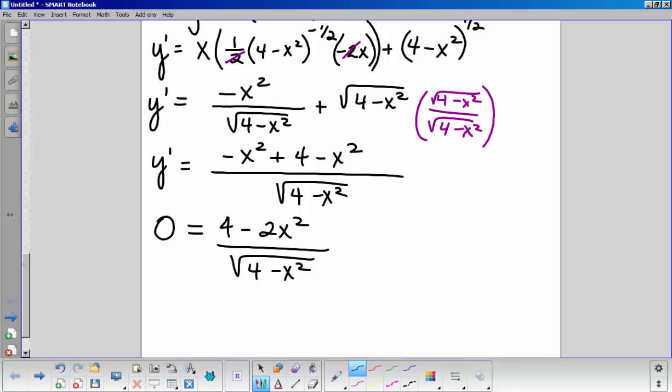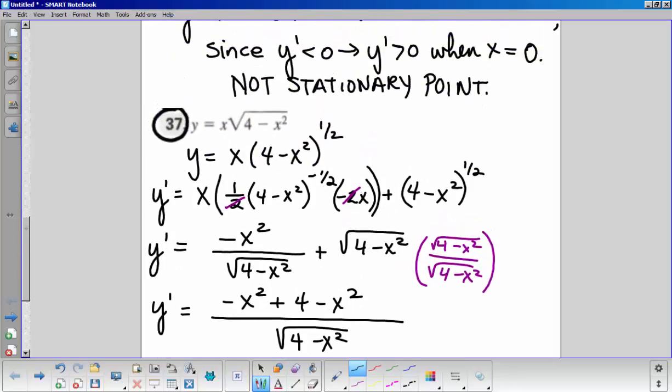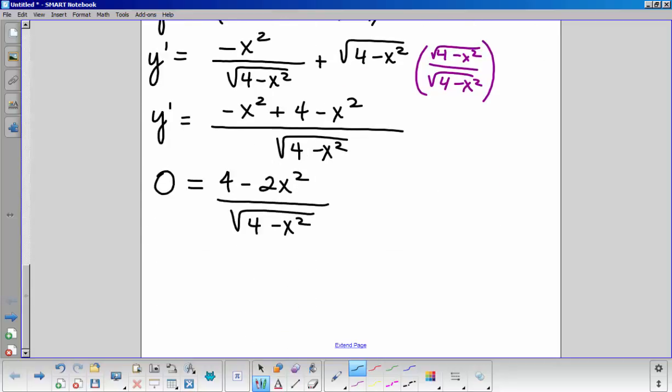Now, this function itself has some domain problems, don't you think, the original function here when I have the square root to contend with? Yep. Okay, I can't take the square root of negative numbers, right? So when x is bigger than 2 and less than negative 2, we have issues. So the domain here is an implied negative 2 to 2, right? Yep. So I'm going to do my sign chart now.